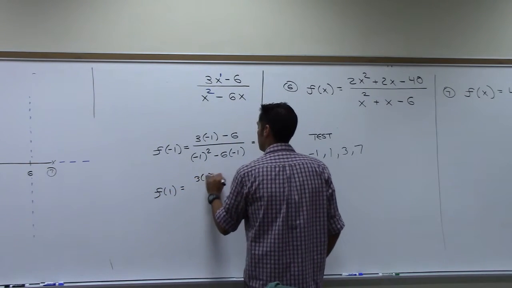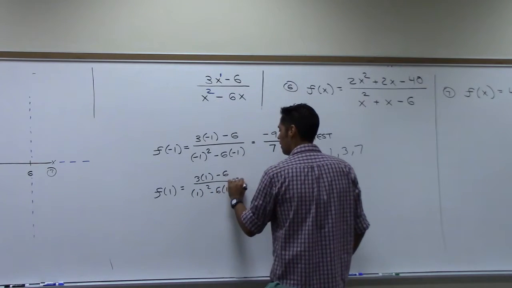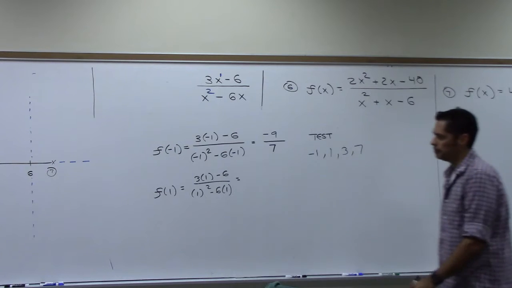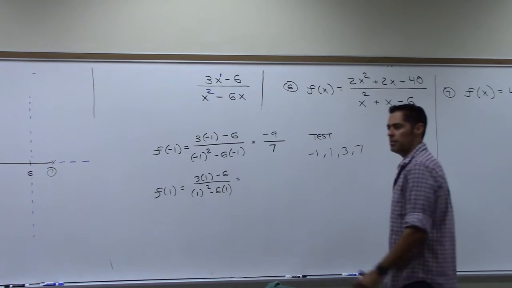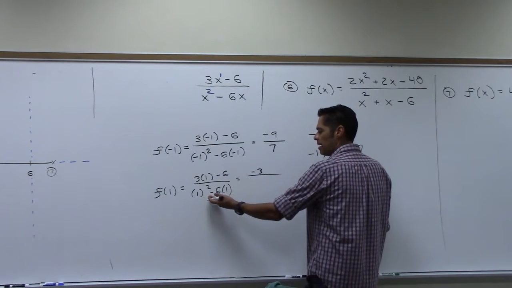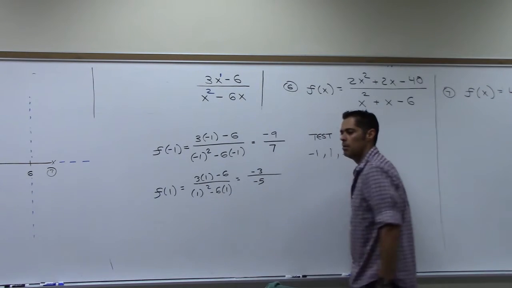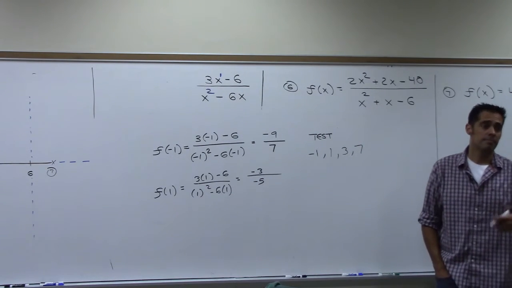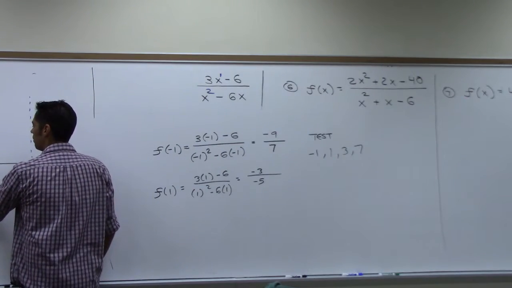Three times 1 minus 6 over 1 squared minus 6 times 1. What's my numerator? 3 take away 6, negative 3. 1 take away 6, negative 5. Negative over negative? Positive. So I know it's above the x-axis. Anywhere I want. Good enough.